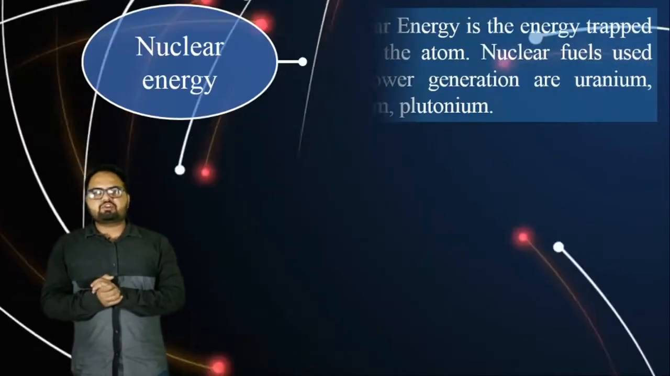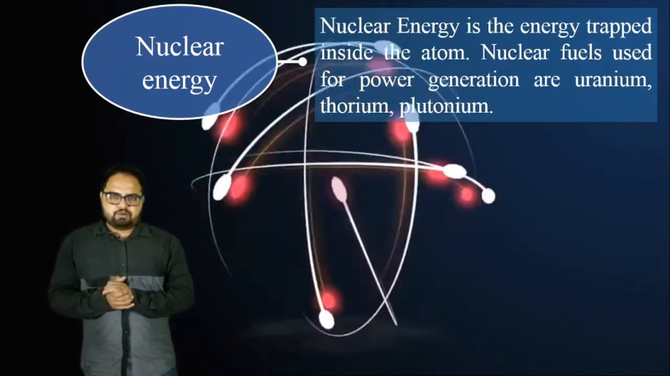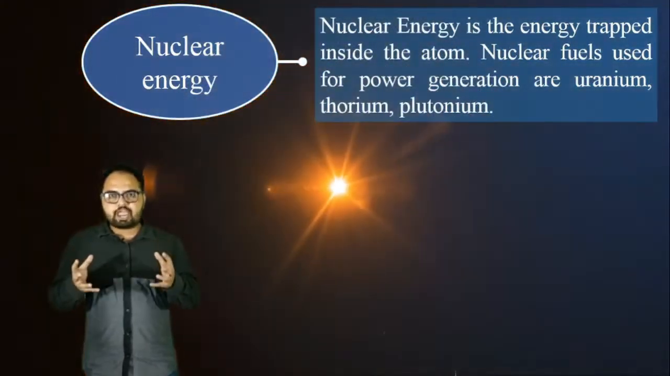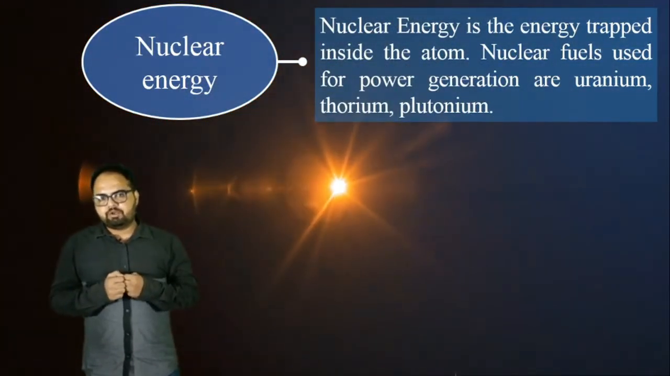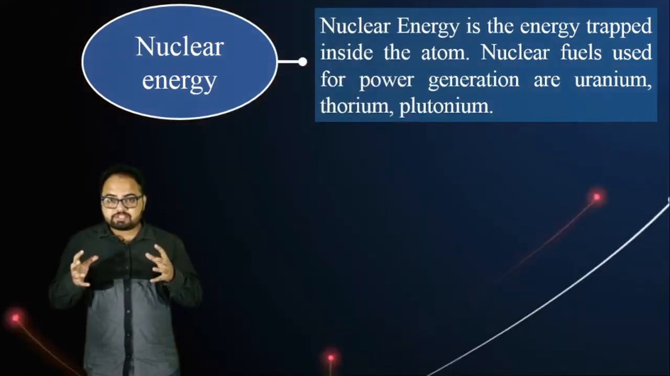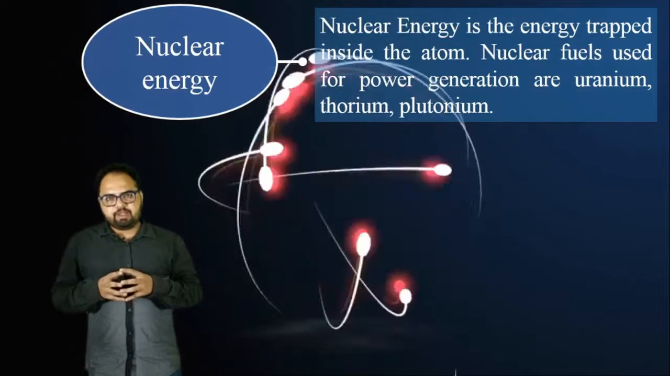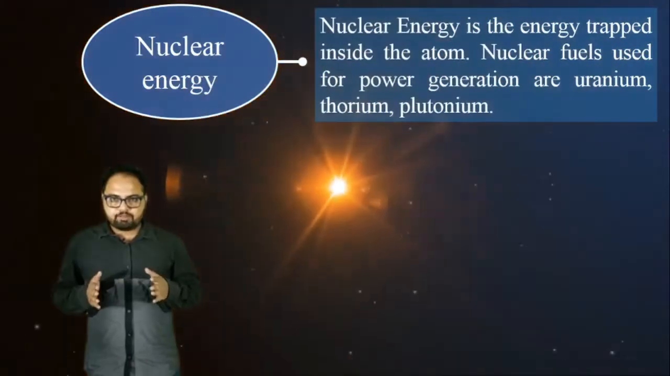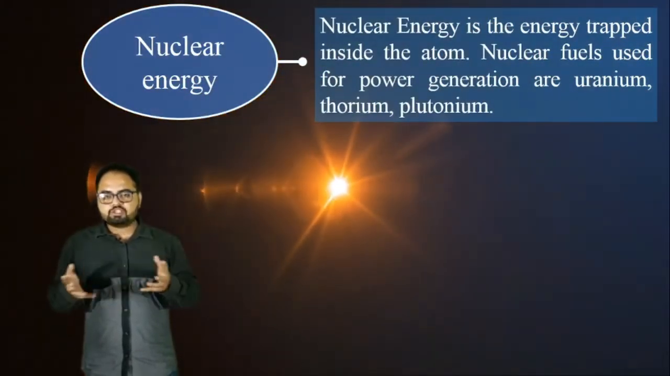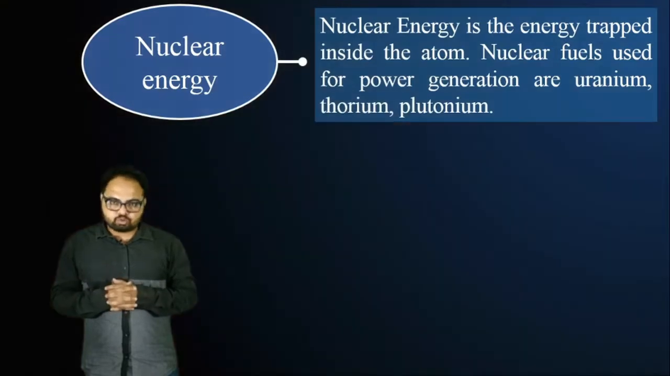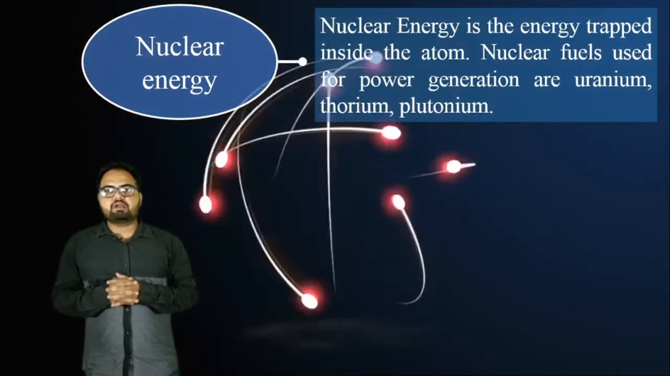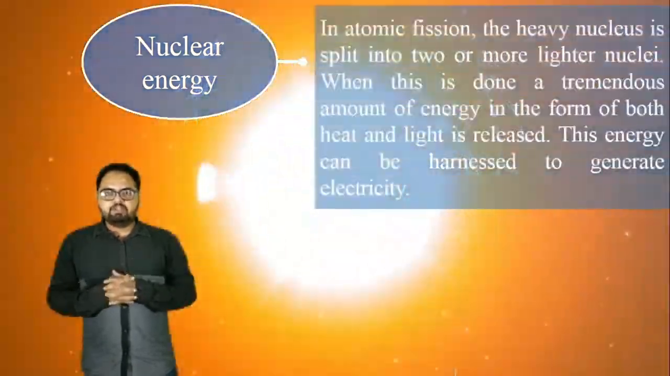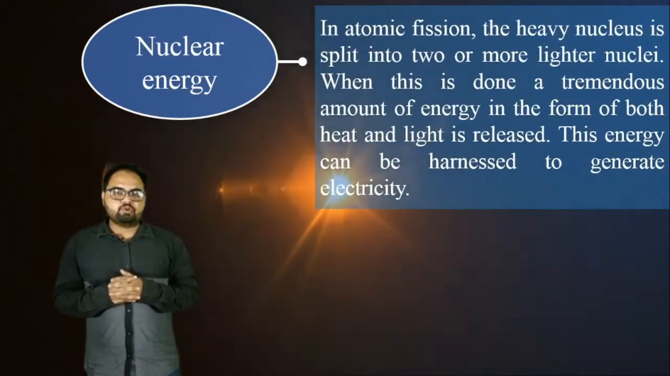First of all, nuclear energy. From the name itself, you can easily understand that nuclear energy is the energy which is trapped in the nucleus of any atom. Nuclear energy means the energy which is trapped inside the atom, and the nuclear fuels used for producing power are uranium, thorium and plutonium. Uranium 235 is mostly used for the production of electrical energy from nuclear.